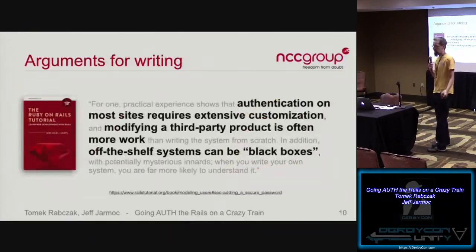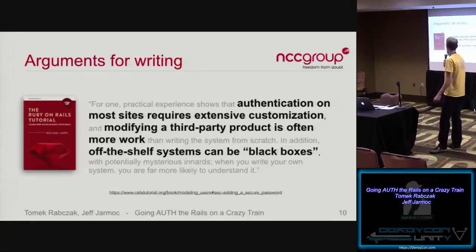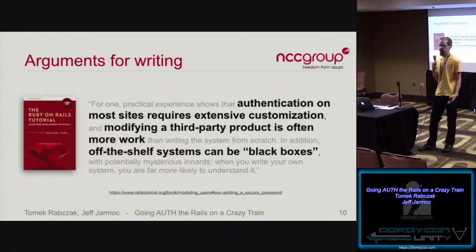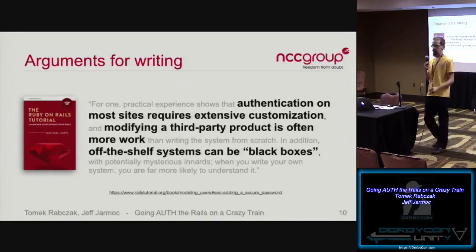When it comes to writing your own authentication, there are a lot of arguments that people commonly make. This is a quote from the Rails Tutorial book. It's also available freely on the internet. So it's a really popular introduction to writing Rails apps, and it's kind of the Bible of how people code Rails. But they say a couple of things here about writing an authentication system. Authentication requires extensive customization. Modifying a third-party product is more work, and off-the-shelf systems can be black boxes. These are things that we hear a lot when we talk to clients and they're describing their approach to authentication and why they've chosen to write their own.